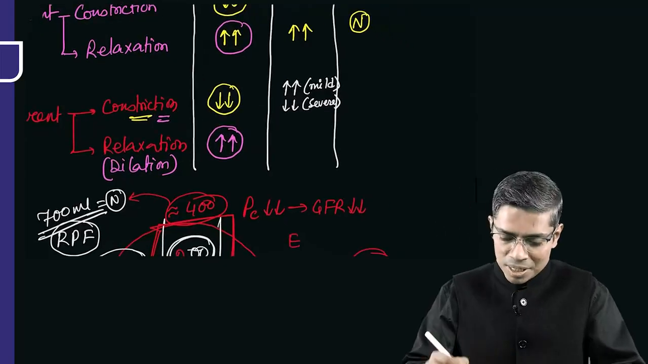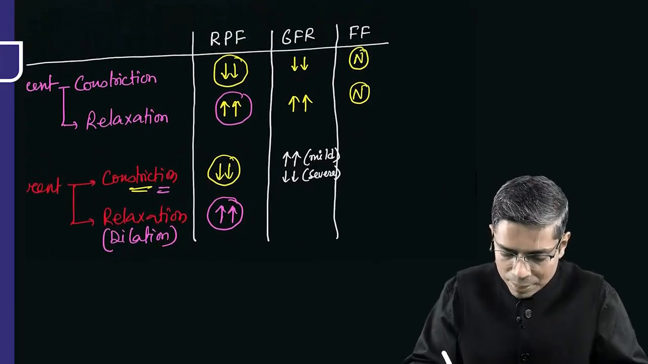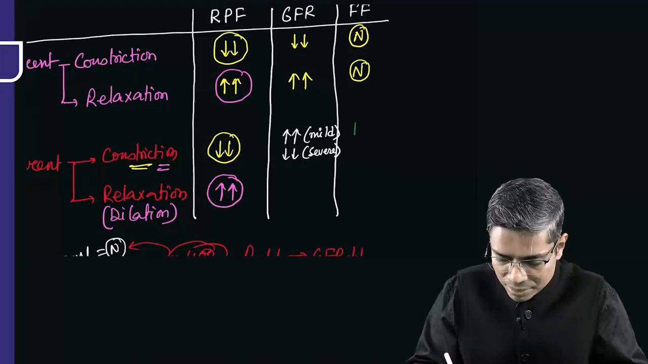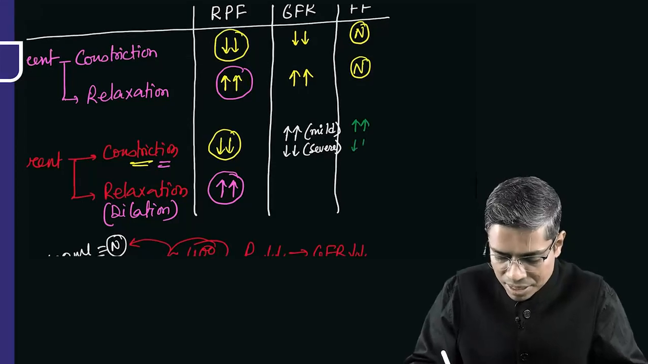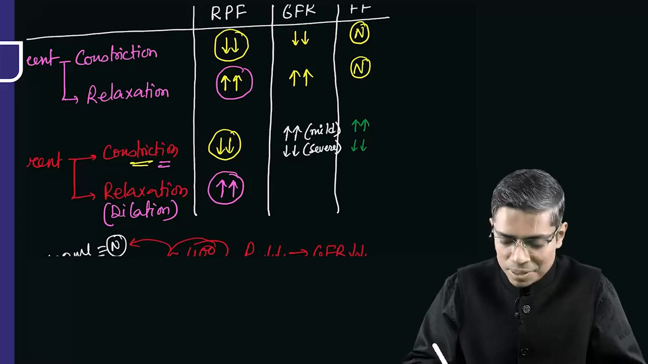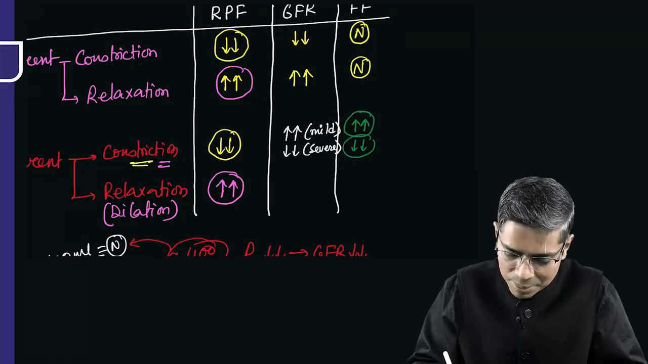Getting my point? So if the GFR is rising, then what will happen to the filtration fraction? Filtration fraction will also increase, and if the GFR is decreasing, filtration fraction will also decrease. Very simple, right? So FF rising, FF decreasing.